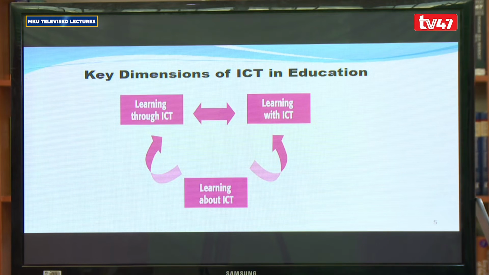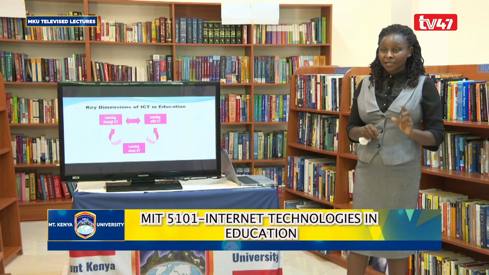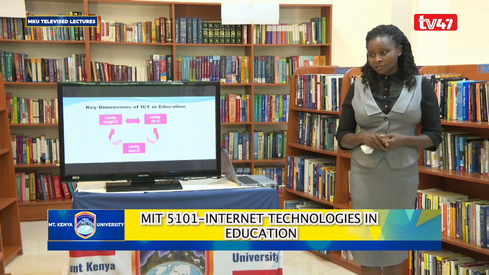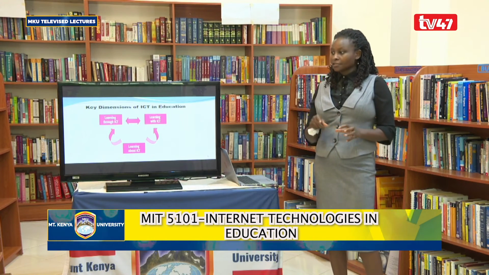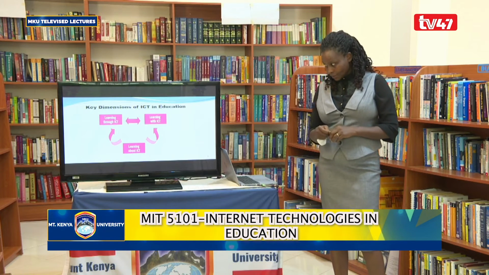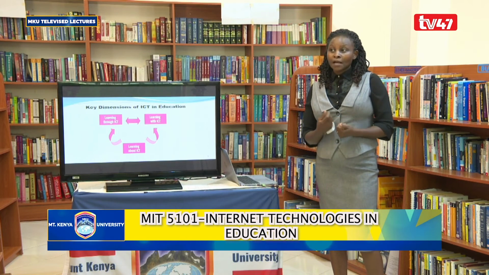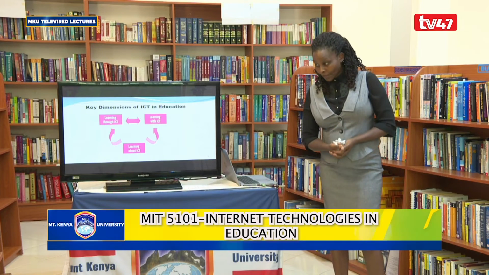For example, learning about ICT. It's what we are doing now. We are learning about ICT because we shall be learning specific applications, how they work, how to use them, what they are for. That's learning about ICT. So I'll tell you to go to word processor, MS Word, and do a task. That's learning about ICT. And by the end of the course, you'll be asked to illustrate doing a task in word processor. That way you'll have learned how to use MS Word. So it's learning how to use various applications and how to apply them.